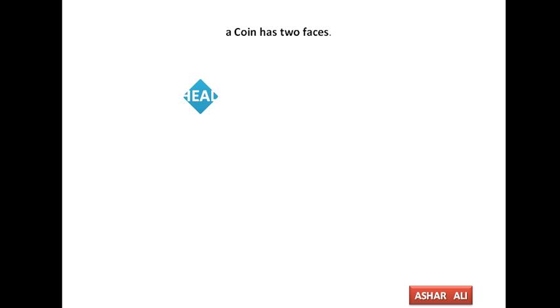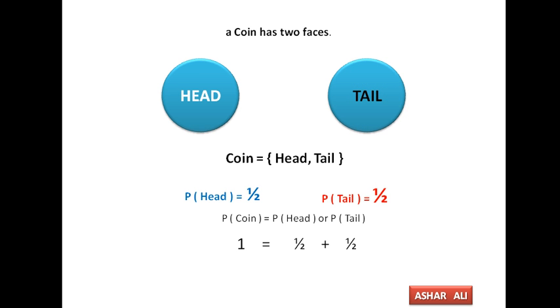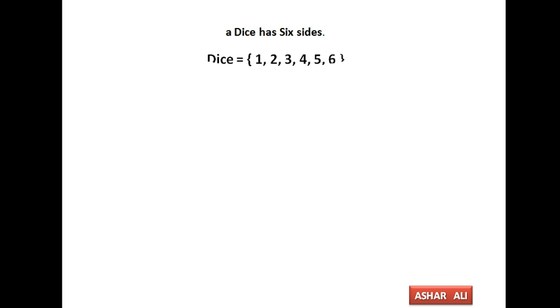A coin has two faces, a head and a tail. Finding out the probability of a head, there is a single head out of the total 2, therefore 1 upon 2. Similarly, for a tail, there is a single tail out of the total 2 outcomes, so it is 1 upon 2. A dice has 6 sides.